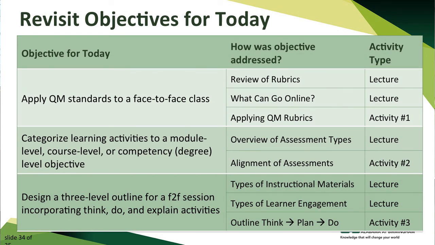So aligning the module, course, and degree level objectives. Categorize learning objectives to a module level course, right? That was activity 2. So we did this. We put the alignment of the assessments in order. And then design a 3-level outline. So again, it's a little bit more of the lecture discussing things.